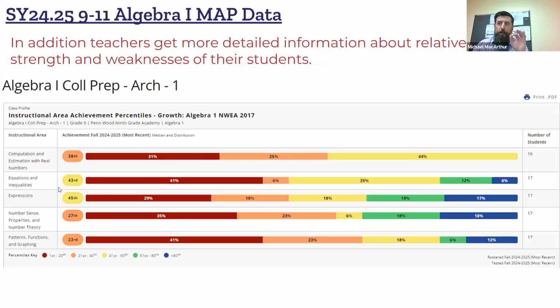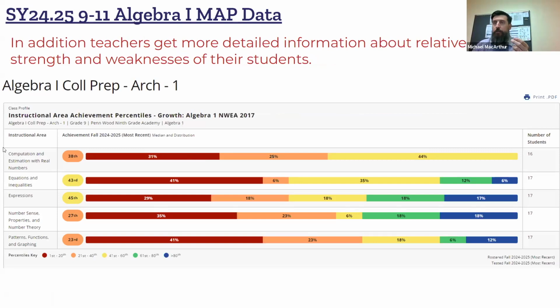This slide just breaks it down. So now we're looking at a single class of college prep algebra at the Penwood 9th grade academy. And this is what I was telling you about instructionally relevant information. So this teacher of this class can now see their students' relative strength and relative areas of weakness.